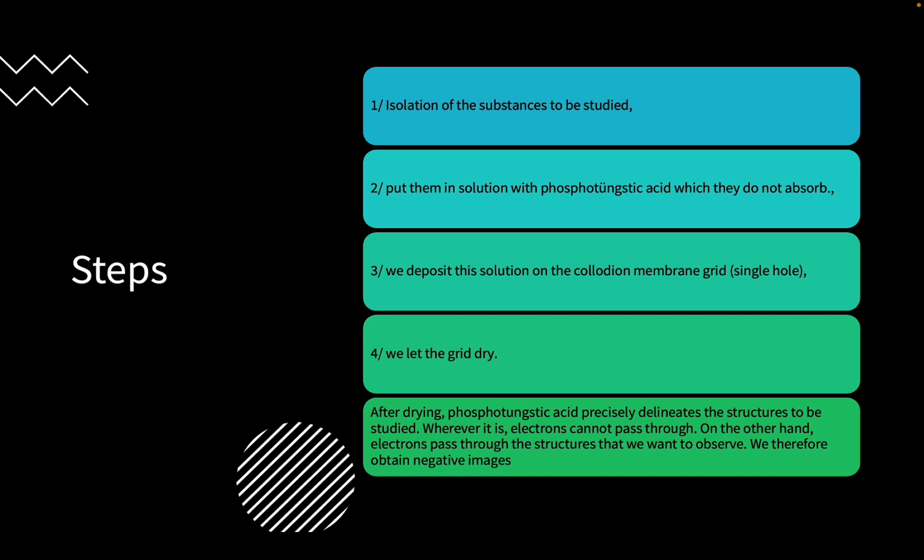So here are some steps for the negative staining. Isolation of the substances to be studied. Put them in solution with phosphotungstic acid, which they do not absorb. We deposit this solution on the collodion membrane grid, single hole grid. We let the grid dry. After drying, the phosphotungstic acid precisely delineates the structures to be studied. Wherever it is, electrons cannot pass through. On the other hand, electrons pass through the structures that we want to observe. We therefore obtain negative images.